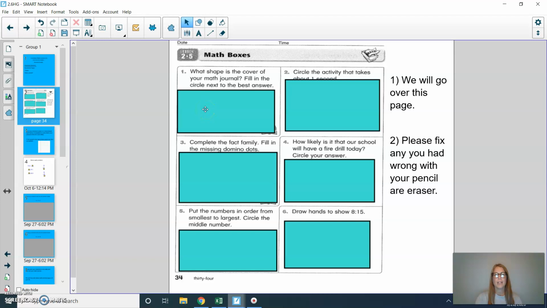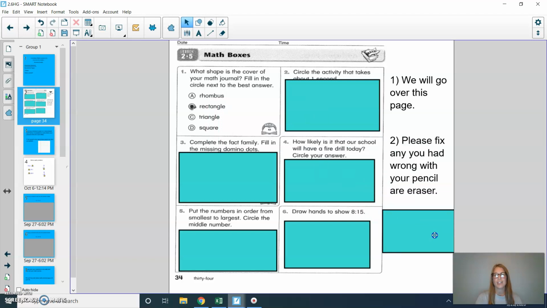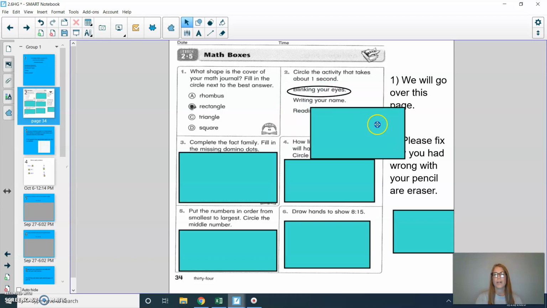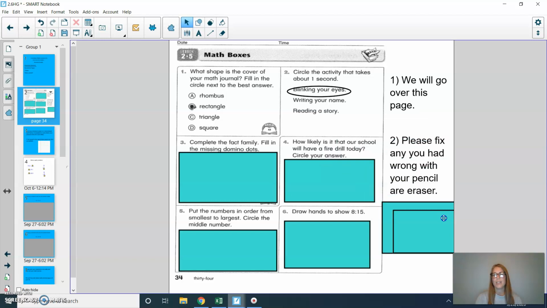For question number 1, what shape is the cover of your math journal? Fill in the circle next to the best answer. You should have picked B, rectangle. For question 2, circle the activity that takes about 1 second. And the one that's probably the best answer would be blinking your eyes.